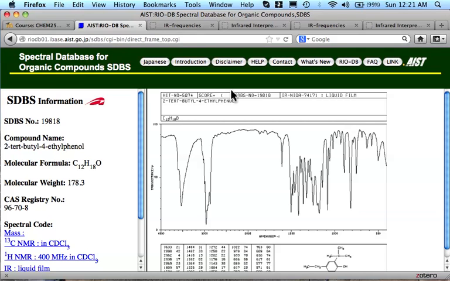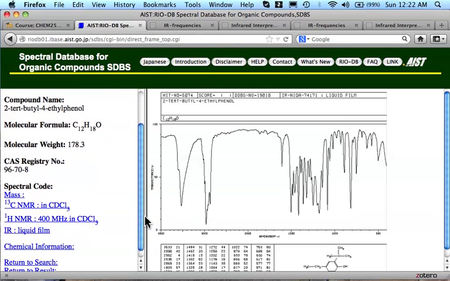Notice up in the top here, they tell us that this was a liquid film. So if you have a liquid and you just put it on a salt plate as a thin film, you'll get this. That'll also be very similar to the spectra that we would expect in our ATR spectrometer. So here it is. Here are those carbon-carbon double bonds for the aromatic ring. Here's our OH, and here are our normal CHs showing up there.